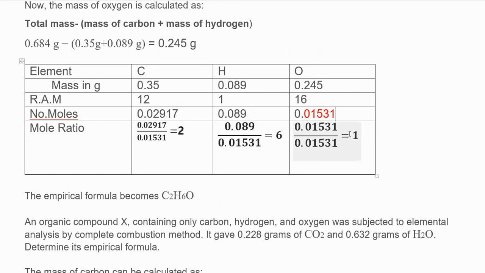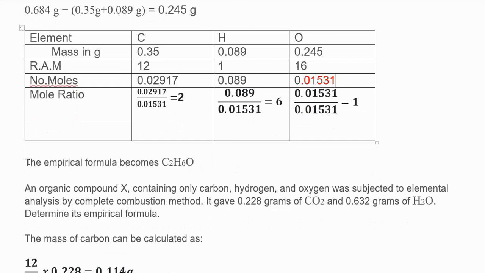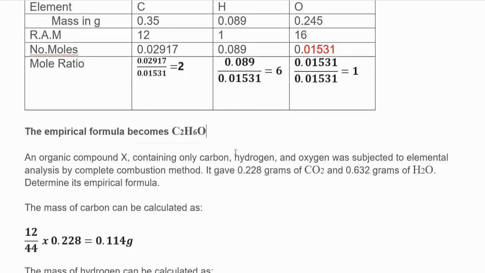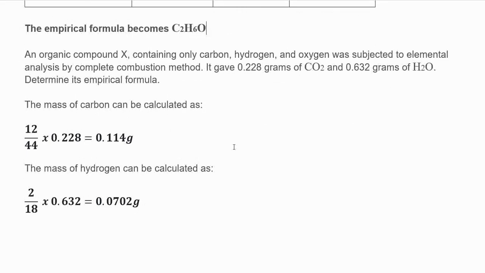So after doing that, this is now our empirical formula: C2, carbon now there are 2, hydrogen there are 6, and oxygen is 1, so we don't write anything there. And that is the empirical formula. Let us go to another question.